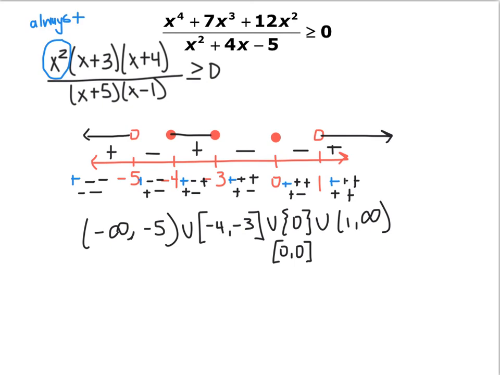So make sure whatever makes the numerator and the denominator 0 goes on your number line. Never cancel factors, don't divide by x or anything like that. And then make sure you're careful with your open circles and your closed circles and what's positive and what's negative.